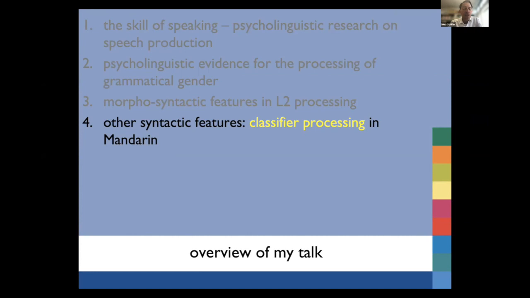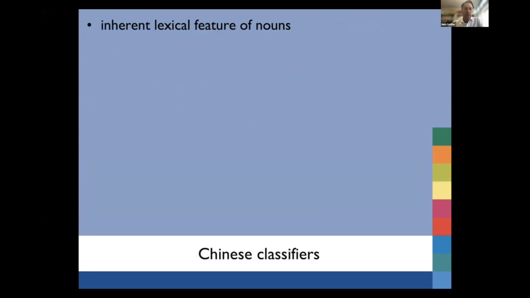the Sino-Tibetan family often has classifiers. And classifiers may be similar to gender in terms of being used to subcategorize the nominal system in some way. So also classifiers, we believe, and we have evidence for that, are processed and represented in a similar way as grammatical gender. So let's have a look.